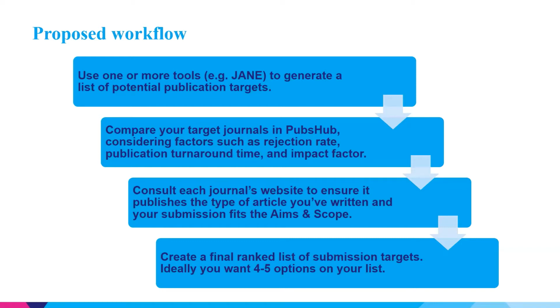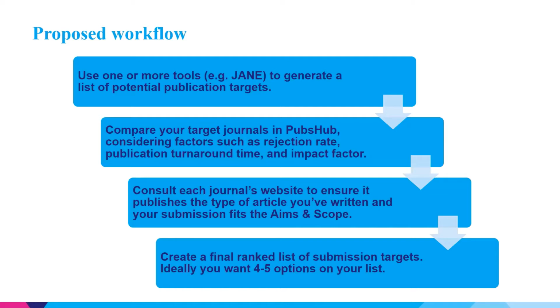Then we're going to consult each journal's website, and it's important to do this to ensure it publishes the type of article you've written, and also that your submission fits the aims and scope. So if you've written a case report, for example, you have to make sure that the journal you're interested in accepts case reports, because if they don't accept case reports, you're going to be automatically rejected, and you'll have wasted your time. So no one wants to waste their time. Take a look at the guidelines for each journal before you submit.